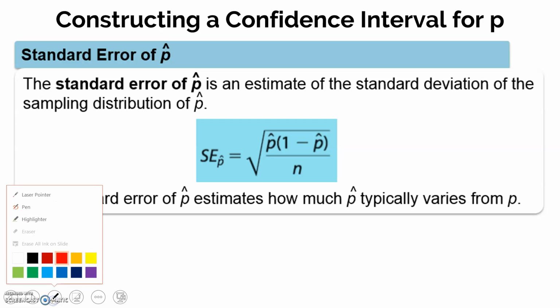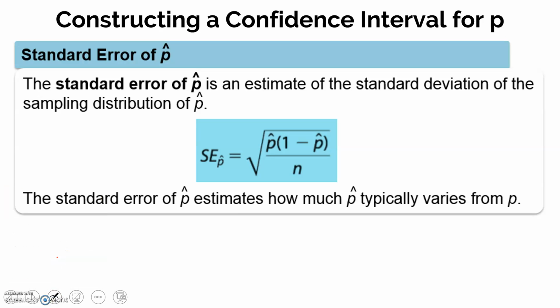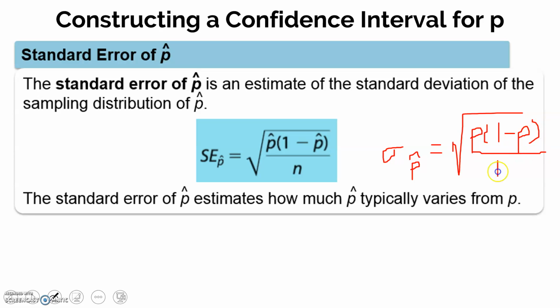So you may recall that we had the standard deviation of the sampling distribution of p hat, and it looked like this. The only difference was that we knew the population proportion p. Now, we don't know this. We're trying to estimate it, so we will use p hat as our estimate as opposed to p.